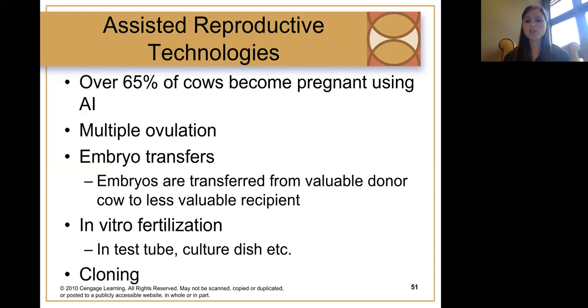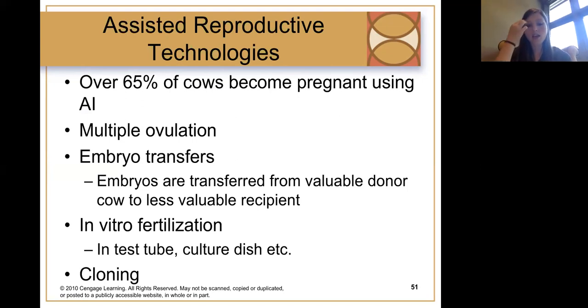Embryo transfers. Embryos can be transferred from valuable donor cows to a less valuable recipient. So if you have a really great bull that's made into a cow that has really good production qualities, you can take that embryo and maybe put it into a cow that doesn't have great production qualities, but it will have the traits of the two parents that you wanted, and then it'll just grow and develop in that cow.